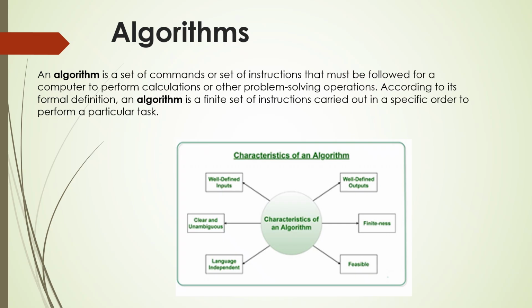There are a few important words in this definition. The first word is finite. Finite means the algorithm must come to an end after a limited number of steps. It should never continue forever. The second important word is instruction. Every step in an algorithm should clearly tell what action needs to be performed. There should not be any confusion or ambiguity. The third important point is specific order. The sequence of steps is very important. If the order is changed, the final result may become incorrect.